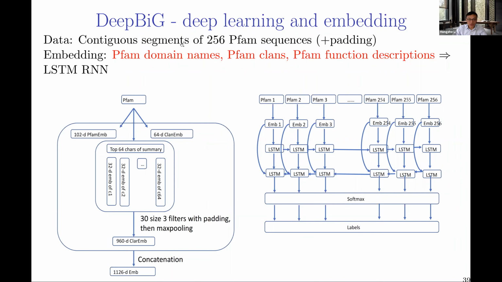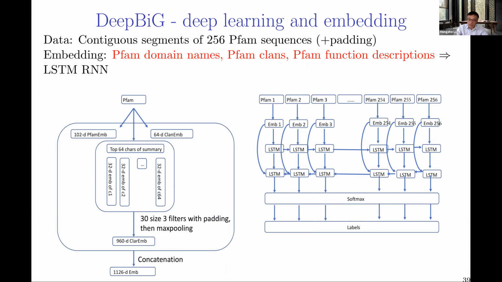Eventually, what we did is we treated each BGC as a sequence of length 256 protein family domain names. For the shorter BGCs, we just use zero padding to make them the same length. And for each PFAM, we use a numerical embedding, a 1,126-dimensional vector, to embed the information about the domain name, PFAM clan, and the PFAM function description. So basically each protein family domain name is now represented by a 1,126-dimensional vector. Then you can just put it into the standard LSTM recurrent neural network model to build the prediction.